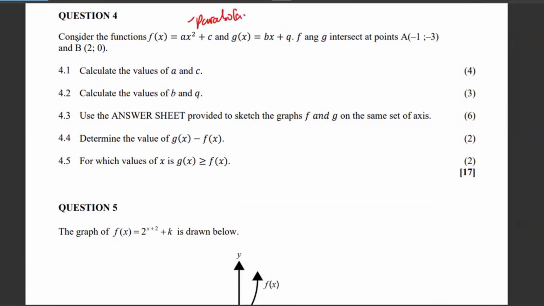g of x is ax plus q. This is a straight line. They're telling us that both graphs intersect at A (-1, -3) and at B, which is (2, 0). They want us to calculate the values of a and c. How many marks? 4 marks. So what we're going to do, we're going to use the 2 points. We are back to simultaneous.